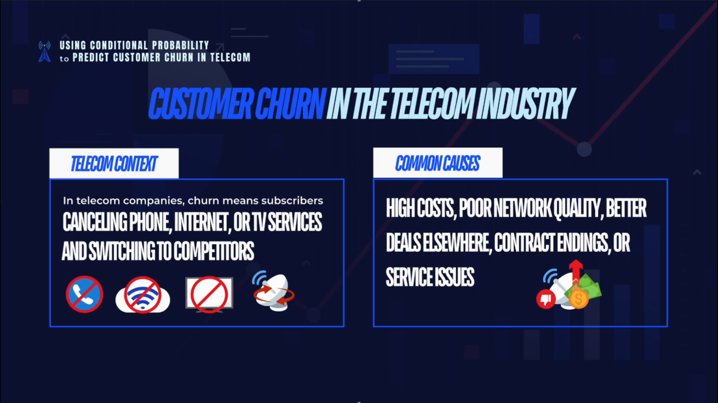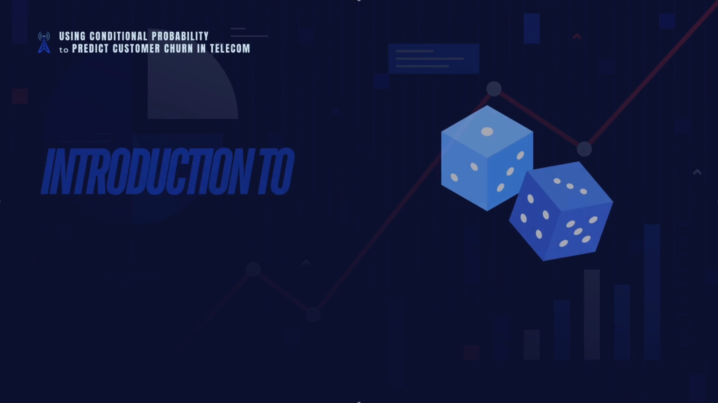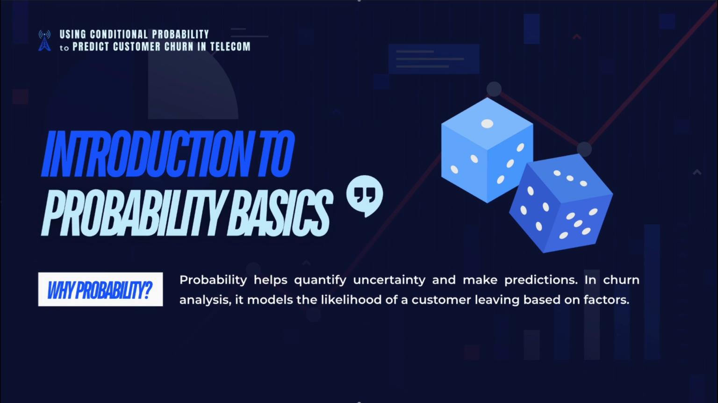And there are many reasons behind that. For example, maybe the high cost, poor network quality, a better deal somewhere else, the contract ending, or some kind of service issues, right? So in order to know how we use conditional probability to calculate churn, we need to know some probability basics first. Why probability? Because it helps us quantify uncertainty and make predictions. And in churn analysis, it models the likelihood of a customer leaving based on certain factors, right?